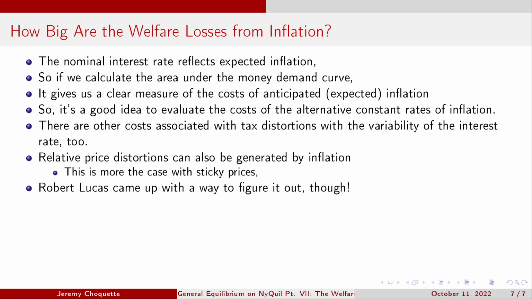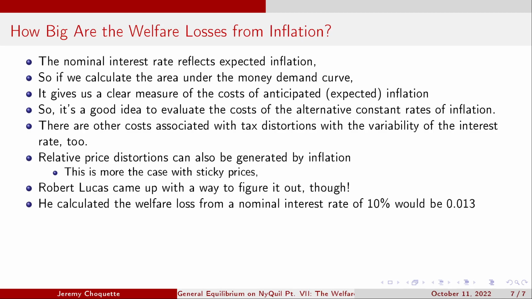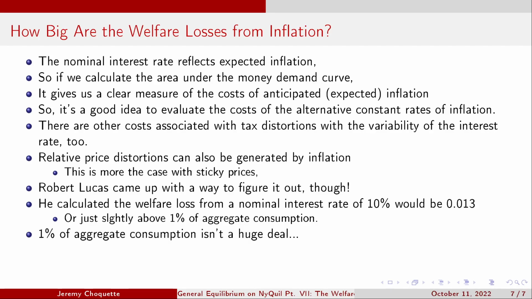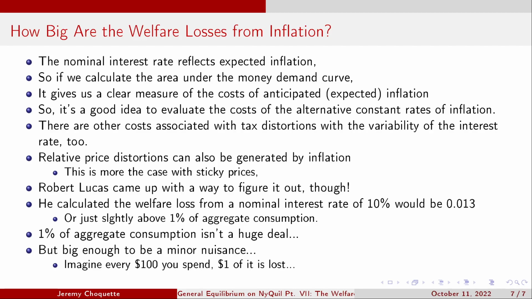And what's cool, though, is Robert Lucas came up with a great way to figure this out, where he calculated the welfare loss from a nominal interest rate of 10% and figured that it would be about 0.013, or slightly above 1% of aggregate consumption. So think about that for a minute. Maybe 1% of aggregate consumption isn't a huge deal, but it's big enough to be a minor nuisance. So for every $100 you spend, $1 of it is lost, which kind of sucks. Kind of a bit of a bummer.